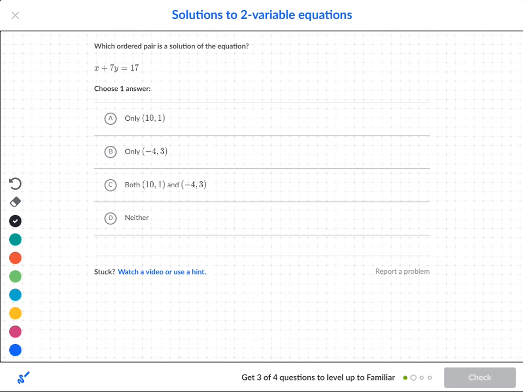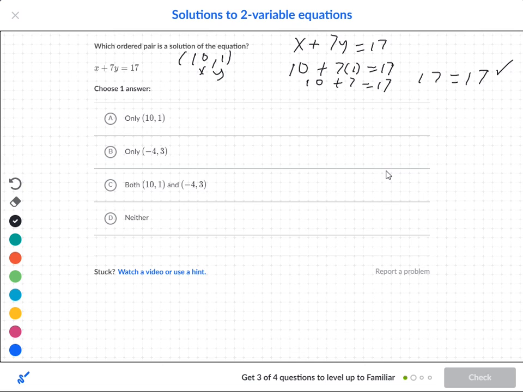Okay, next question. We have x plus 7y is equal to 17. We want to try 10, 1. So there's my x, there's my y. So I'm going to say 10 plus 7 times 1 is equal to 17. From here I get 10 plus 7 is equal to 17. And when I add this up, I get 17 equal to 17. So it does match, so 10, 1 works.